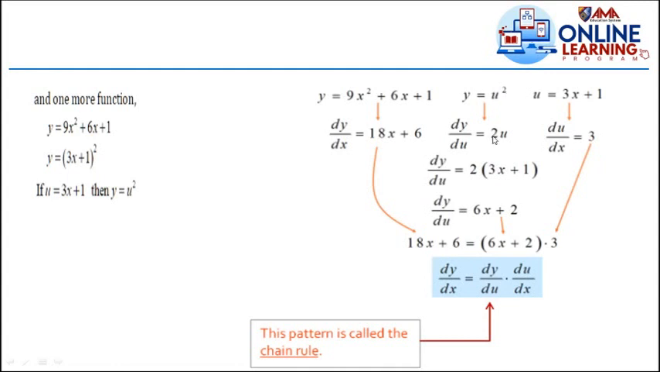If y is equal to u squared, dy/du is equal to 2u. If u is equal to 3x plus 1, du/dx is equal to 3. Since u is equal to 3x plus 1, 2 times 3x gives 6x, and 2 times 1 gives 2, multiplied by 3. So 3 times 6x gives 18x, and 3 times 2 gives 6, so we have 18x plus 6. If we simplify further, dy/dx is the same as dy/du multiplied by du/dx. This pattern is called the chain rule formula. So that's our chain rule formula: dy/dx is the same as dy/du multiplied by du/dx.